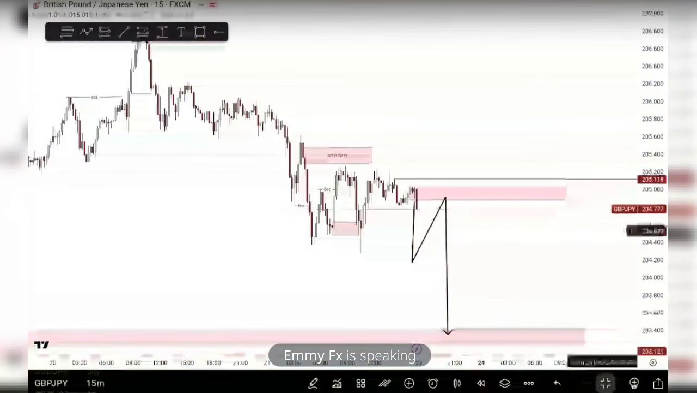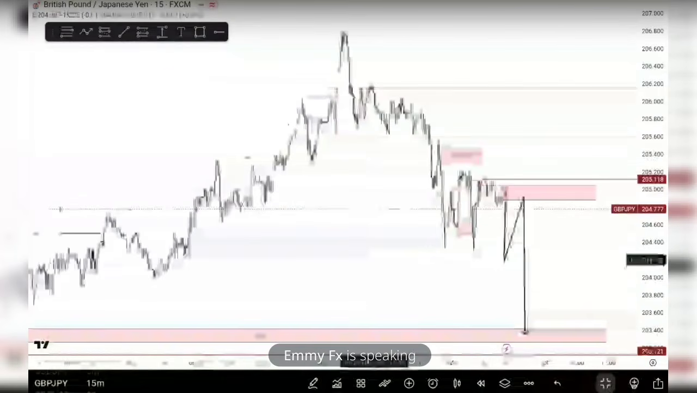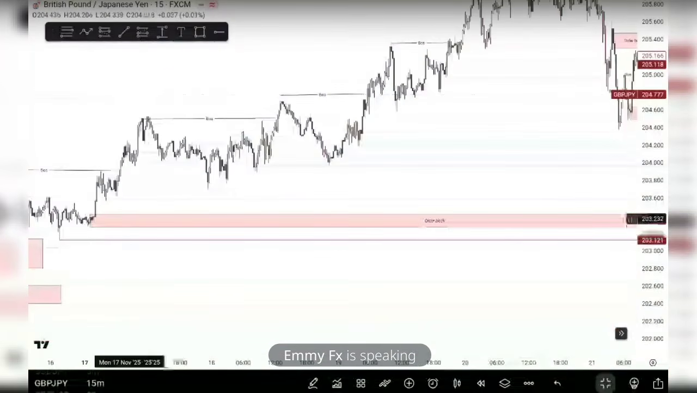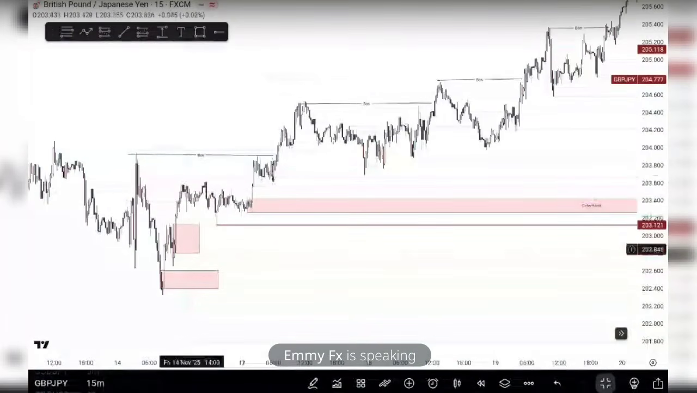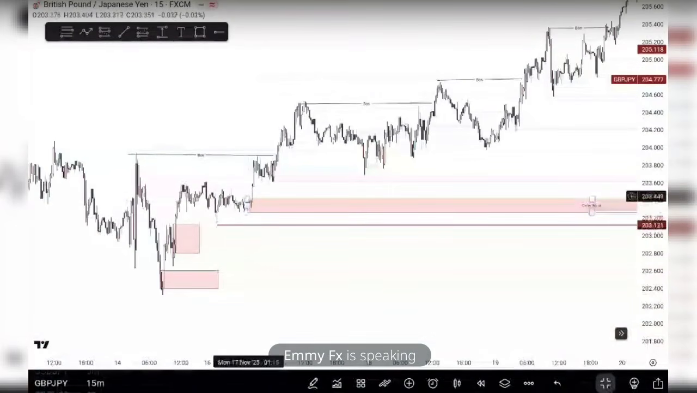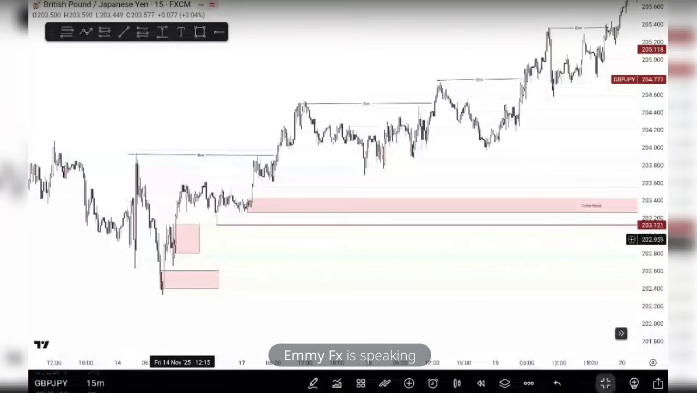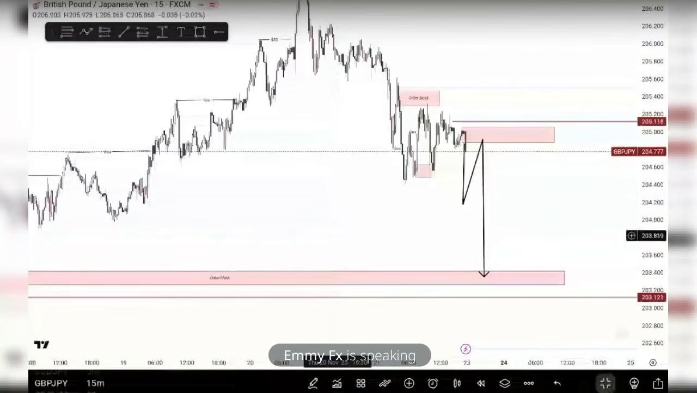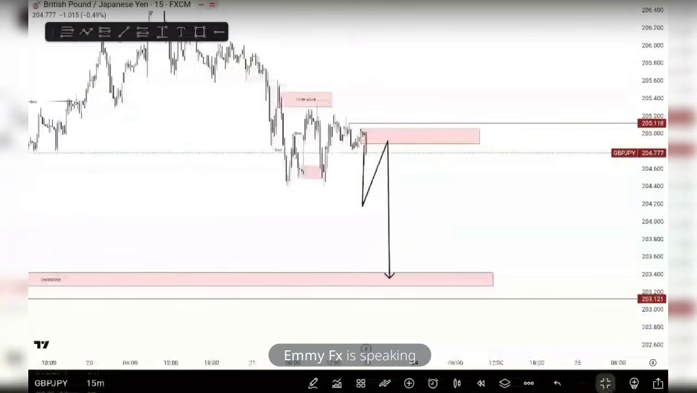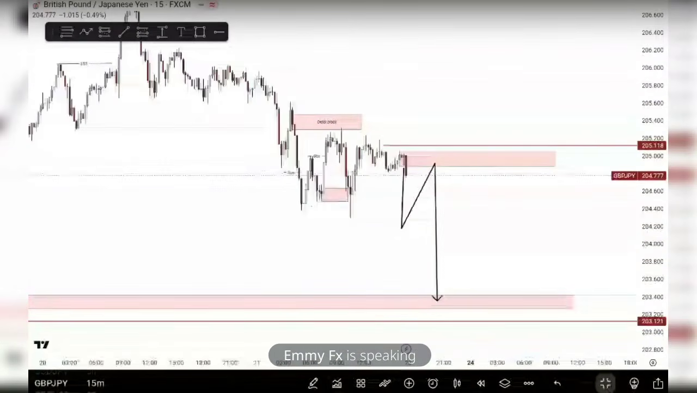But if you are advanced enough, you can look at how you can buy from this one. But I don't want to call this demand zone here because we have this one. So I'm not going to give you any setup on here.